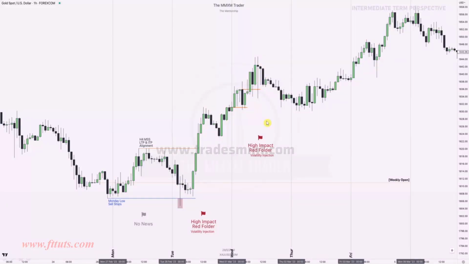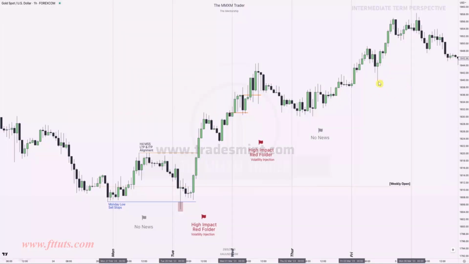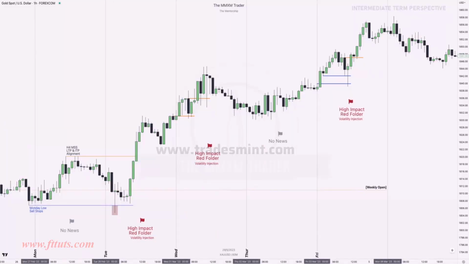Another bullish order block being formed, continuing price up higher. Now, what happens on Thursday? We don't have any news on Thursday, so how does that look like? We have an indecisional day, right? And then at the end of the week, we have another high impact news red folder, right? So another volatility injection over here.